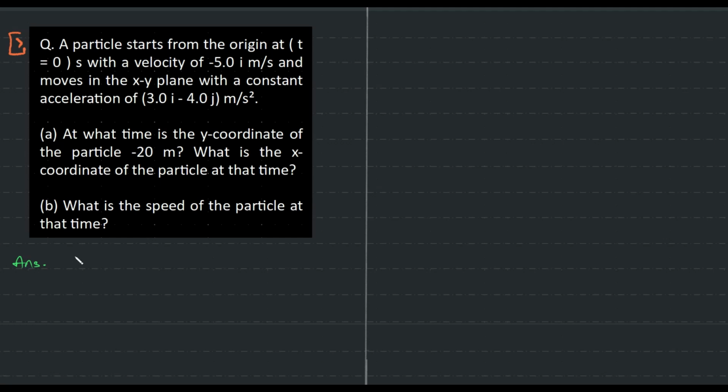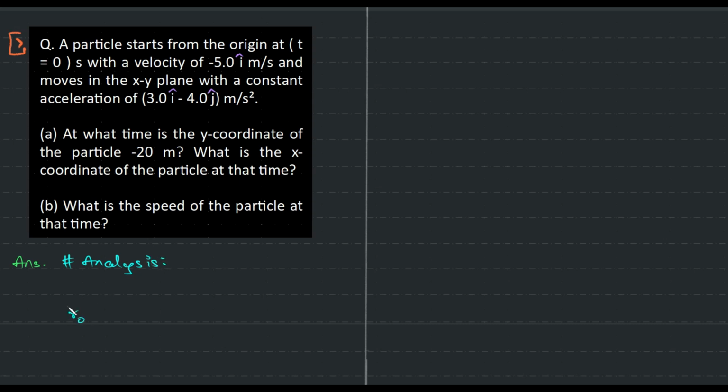A particle starts at origin at t equals 0 seconds with a velocity of minus 5 i cap and moves along the xy plane with this particular constant acceleration. Okay. First thing is, let's analyze all of it.